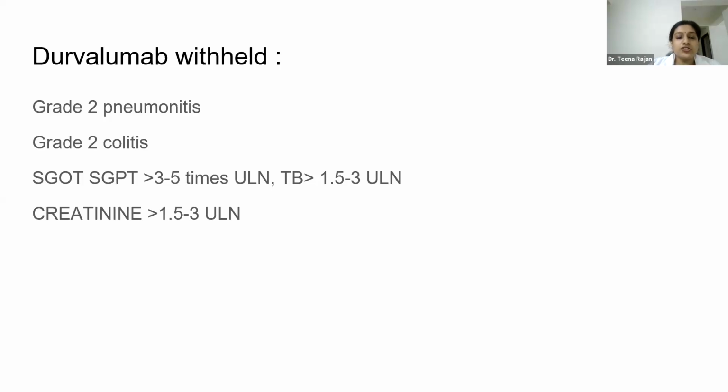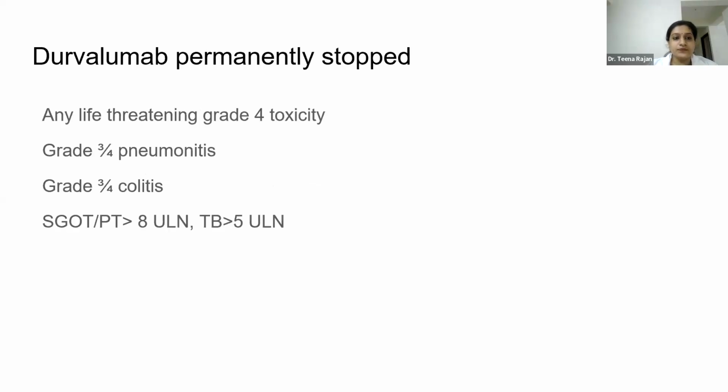So durvalumab should be withheld in case of grade 2 pneumonitis or grade 2 colitis, or when SGOT/SGPT or total bilirubin is deranged. Like if SGOT/SGPT is more than 3 to 5 times the upper limit of normal, or total bilirubin more than 1.5 to 3 times the upper limit of normal, and also serum creatinine level, if it is more than 1.5 to 3 times the upper limit of normal, you have to withhold the drug.